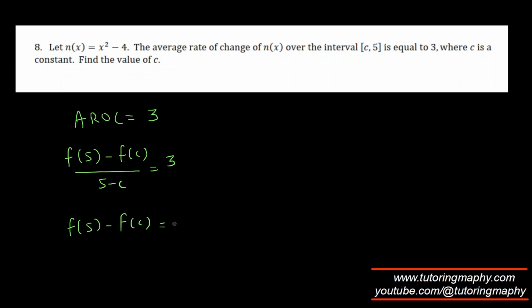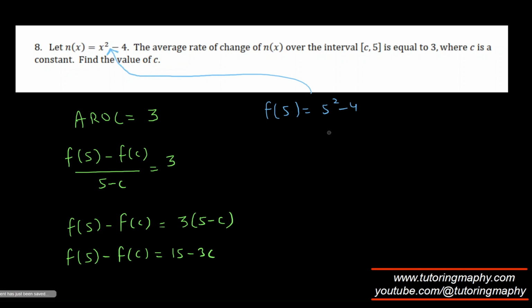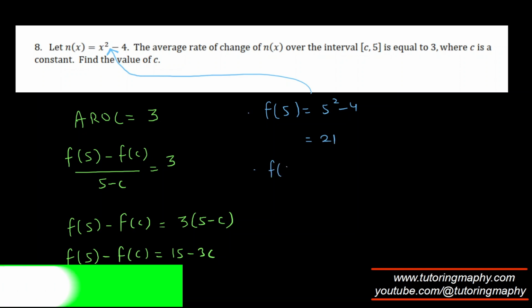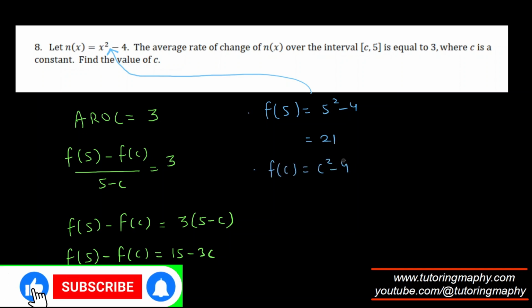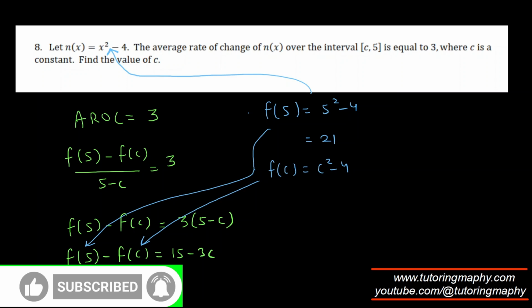I think I'm going to multiply both sides by 5 minus c, so it goes on the other side. Okay, I'm going to just rewrite this as it is, and 3 is distributed, so 15 minus 3c. I think now it's a good time to find the value of f of 5. So f of 5 is going to be 5 squared minus 4. I just subbed in x as 5. 25 minus 4 is 21. f of c is just c squared minus 4. And these two are subbed in over here.